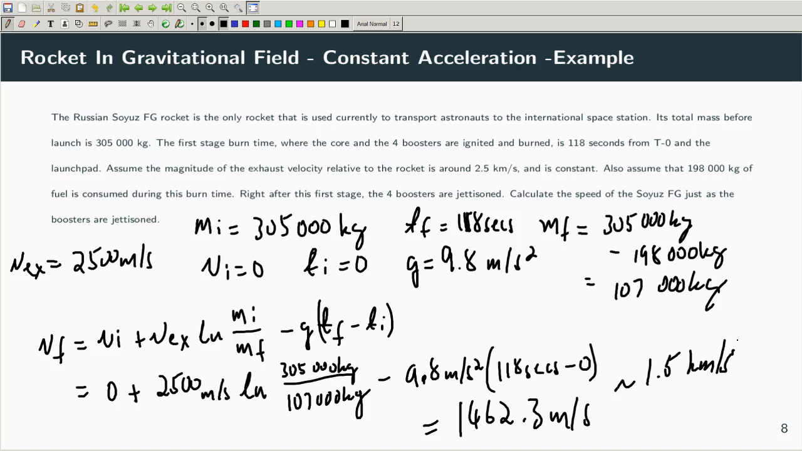where we want to send spacecraft to other parts of the solar system or even beyond.